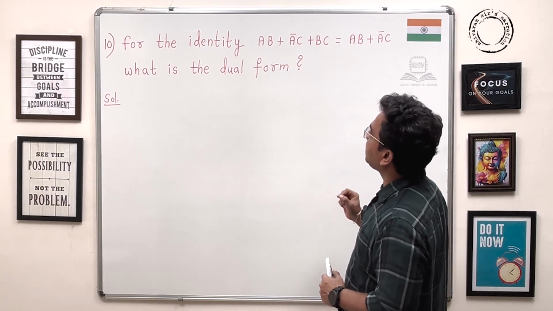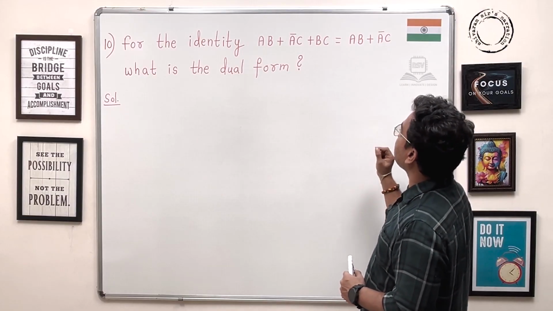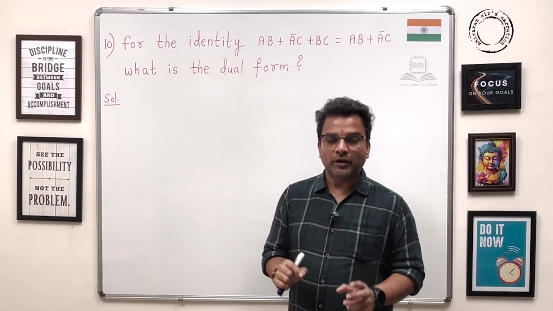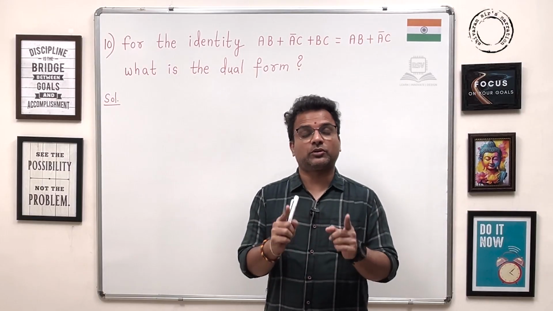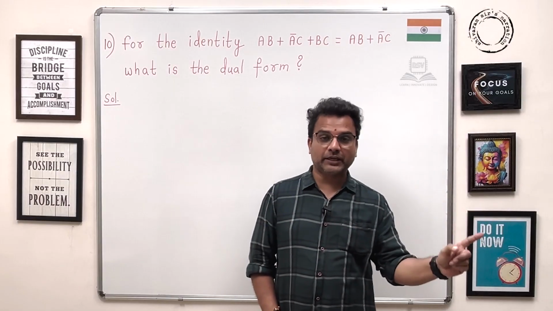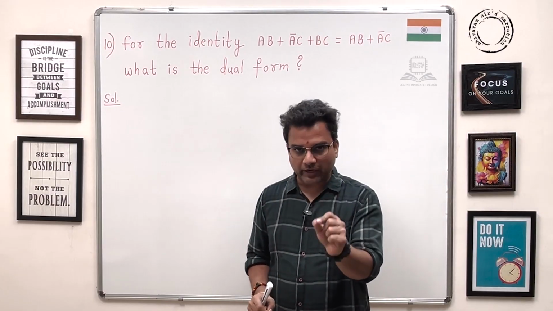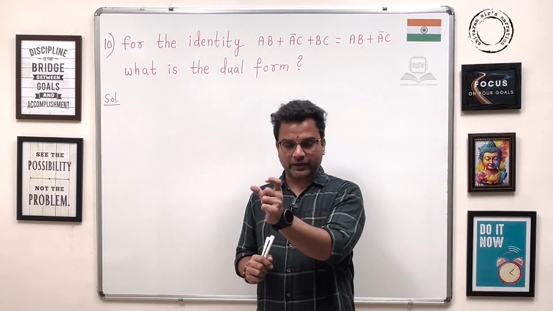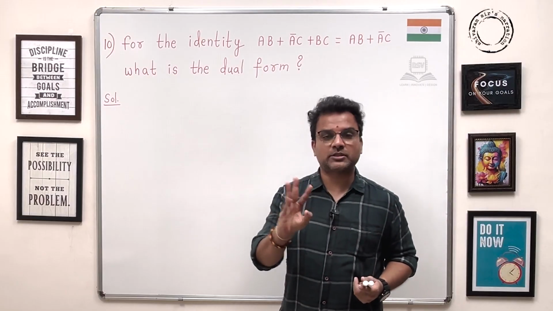For the identity AB plus A bar C plus BC equals AB plus A bar C, what is the dual form? Guys, remember, dual form or duality is used to convert a positive logic system into a negative logic system. That's the only reason why you need duality. Now, how to convert one particular expression into a dual expression? That contains three steps.